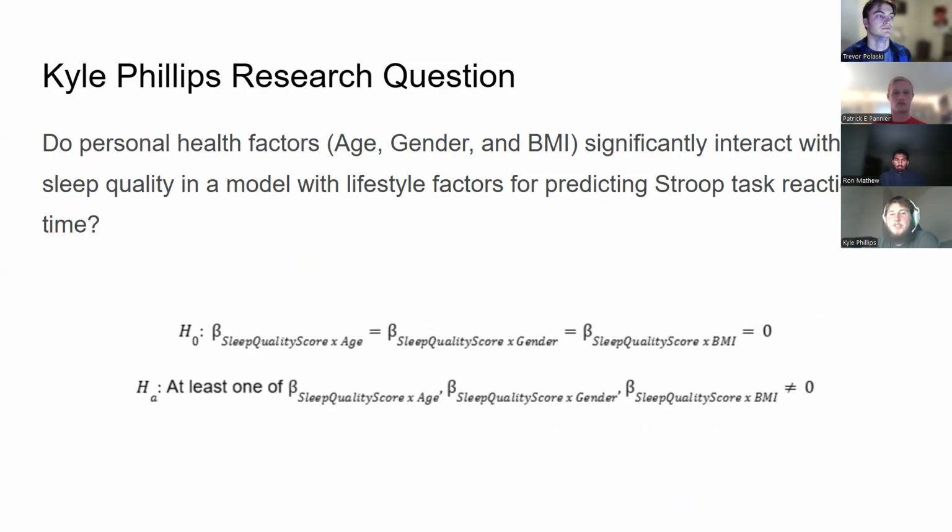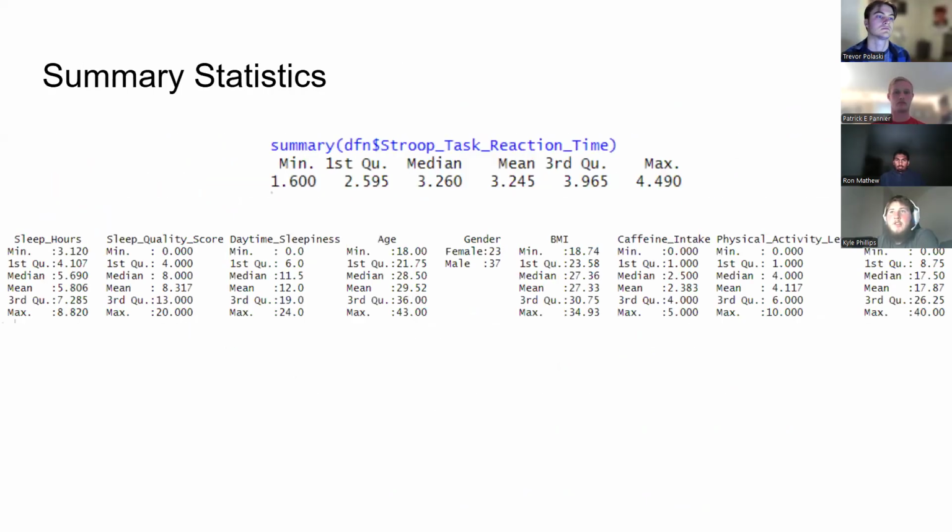My research question was, how do age, gender, and BMI interact with sleep quality in a model with other lifestyle factors to predict Stroop task reaction time? Here are my summary statistics. If you want to read them, you can pause the video.